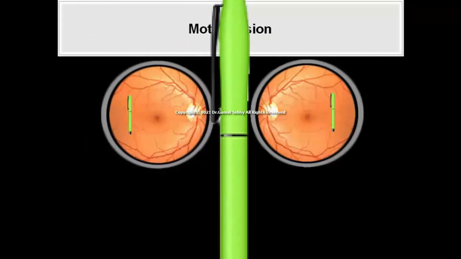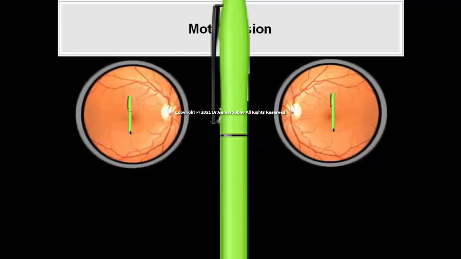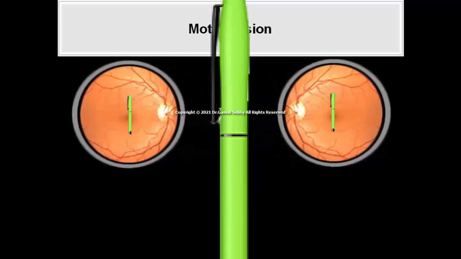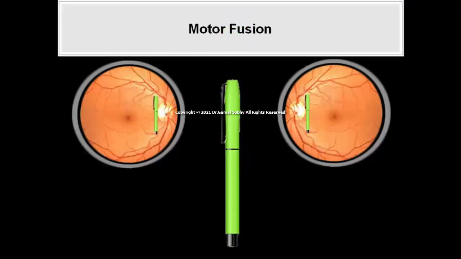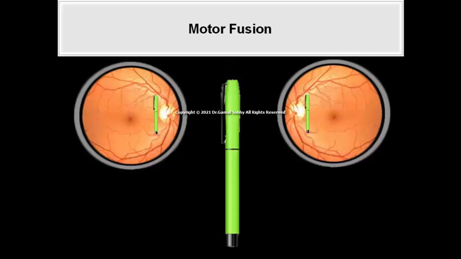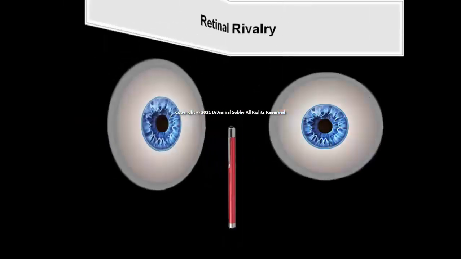Motor fusion is the ability to align the eyes to allow the sensory fusion to be maintained. The stimulus for the motor fusion is retinal disparity outside Panum's area. Motor fusion is the exclusive function of the extrafoveal retinal periphery. In motor fusion, the two eyes are moving in opposite directions.